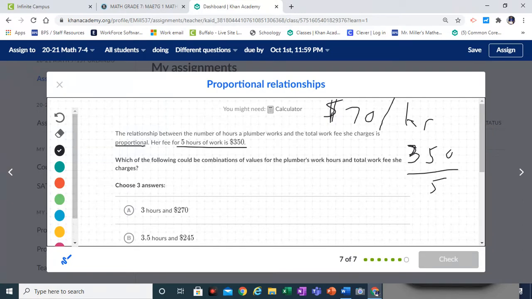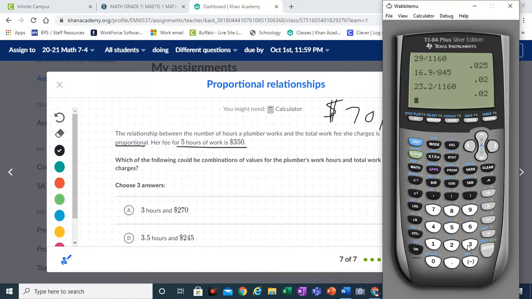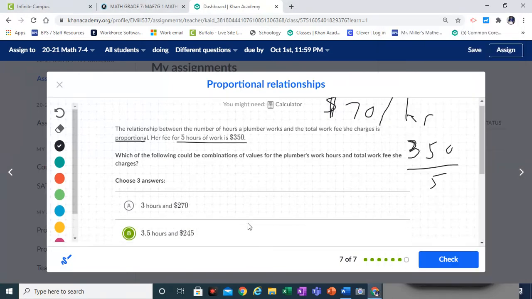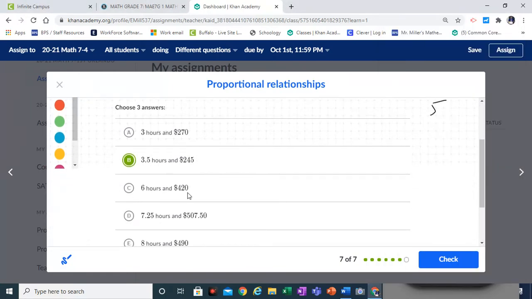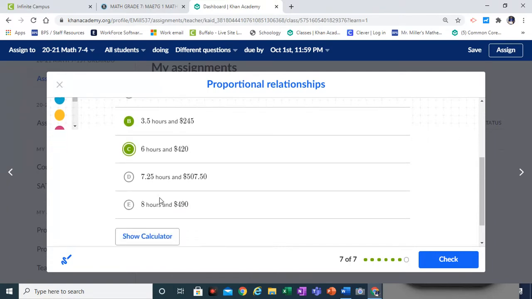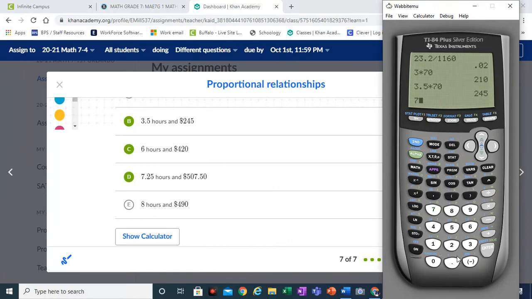So that means if we do 3 times 70, you do not get $270. If we do 3.5 times 70, you do get 245. So that's one of your answers. 6 times 7 is 42. Add a 0. That one's an answer. 8 times 7 is 56. So that's not an answer. So this one should be our other answer. So 7.25 times 70. And there you go.